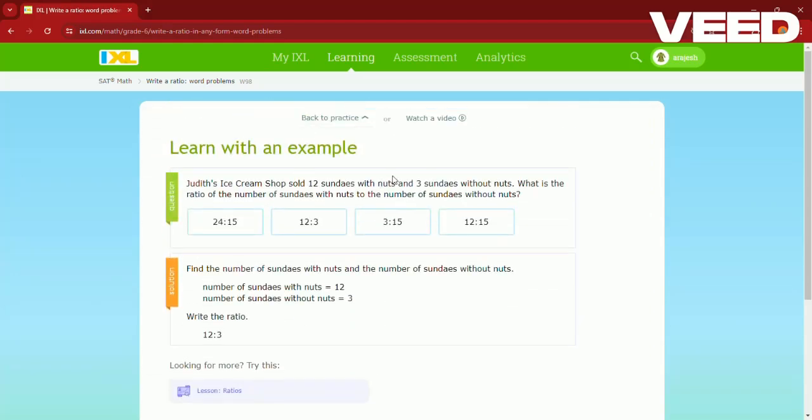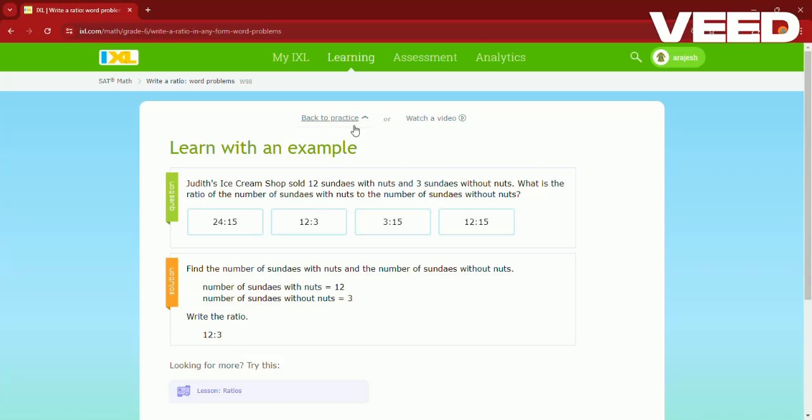Judith's ice cream shop sold 12 sundaes with nuts and 3 sundaes without nuts. What is the ratio of the number of sundaes with nuts to the number of sundaes without nuts? So we're asked to find the number of sundaes with nuts and the number of sundaes without nuts. So with nuts 12, without nuts 3. So it will be 12 to 3. But if you want it simplified, it will just be 4 to 1.